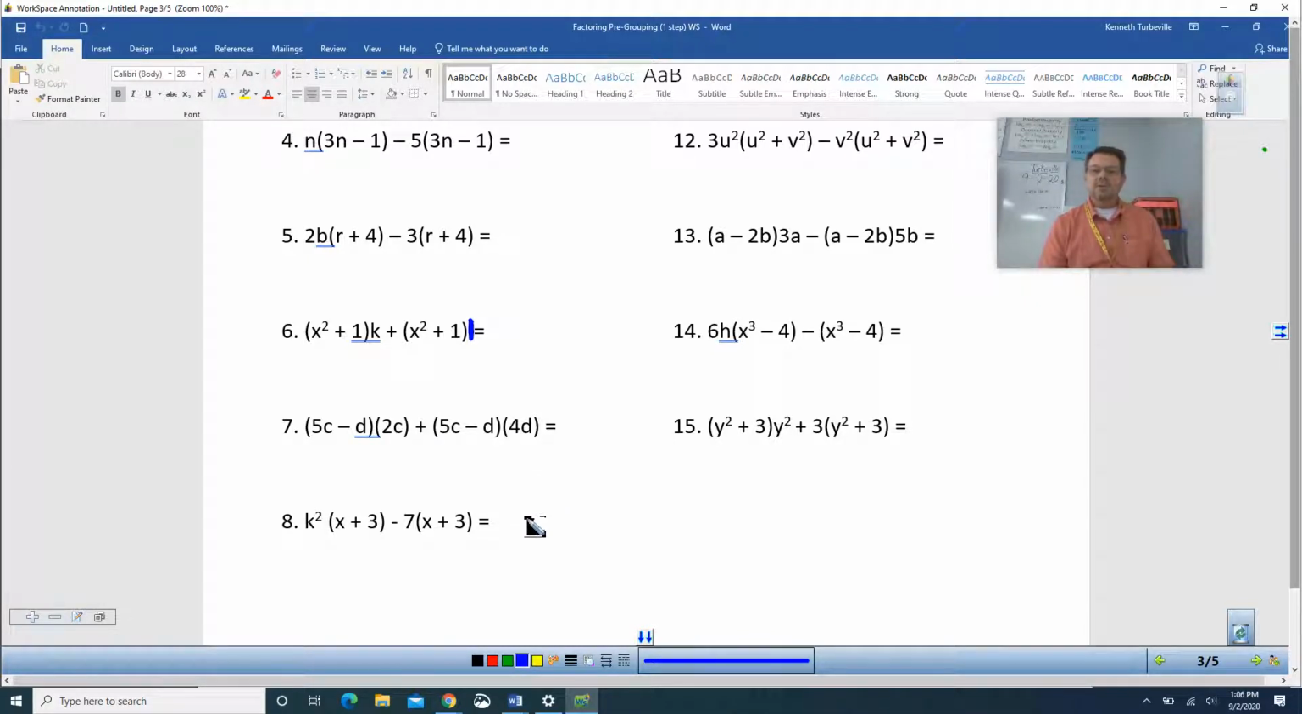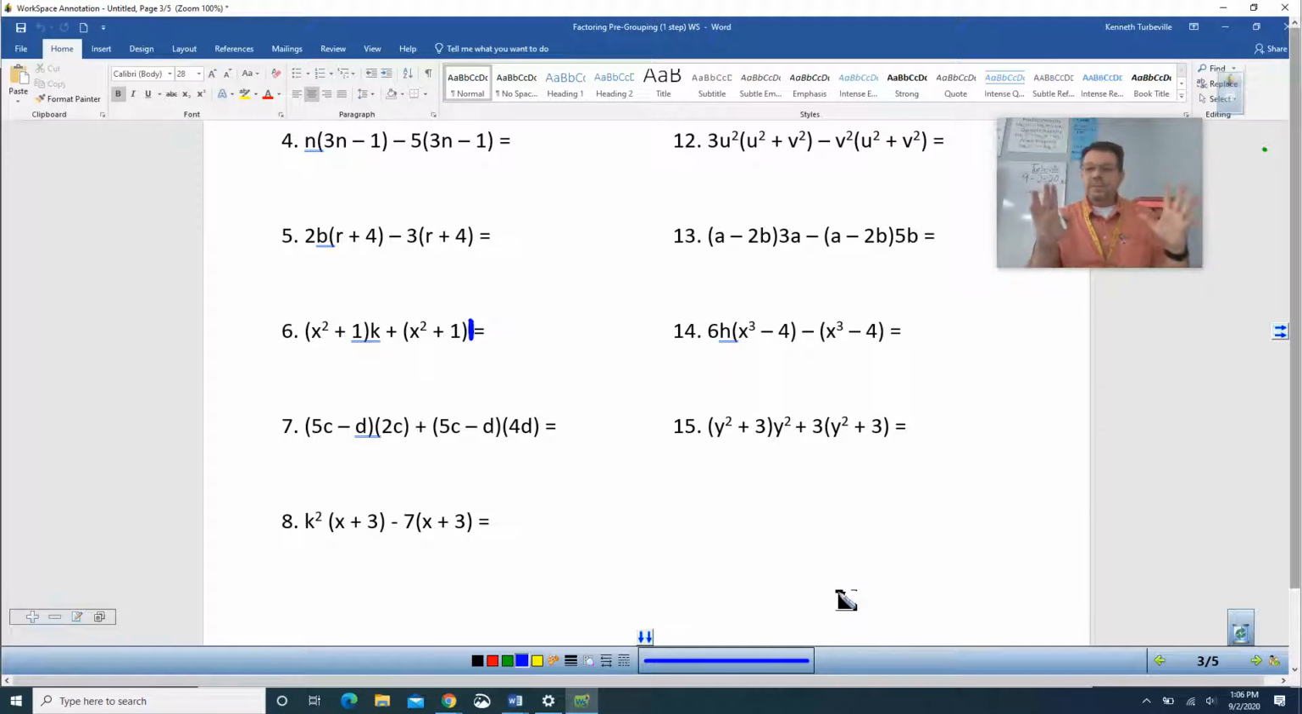So that's the first page, and it's kind of a pre-grouping worksheet. Now, I want you to pause the video and work this worksheet, okay? Because I'm about to start the other side of the worksheet, but until you finish the front side, it doesn't do you much good. So pause the video.